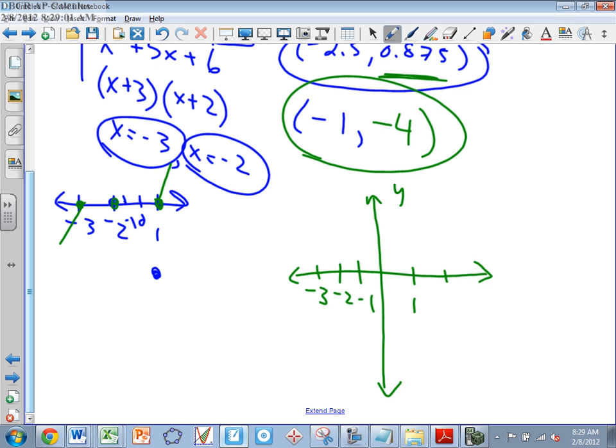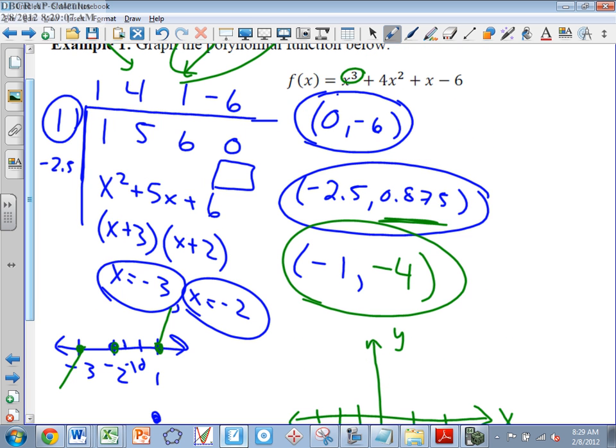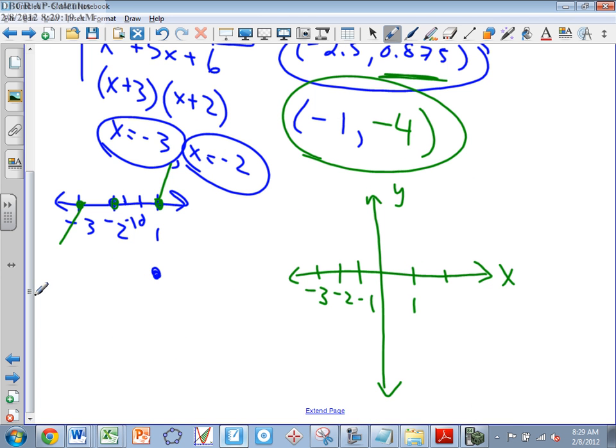Now, along the y-axis, look at all of your y values. Every y value, take a look, please. Which of these 3 y values is the biggest? 0.875. Which is the smallest? Negative 6. So maybe you want to go from 1 to negative 6, or let's give it a little room this time. 2 to negative 6.